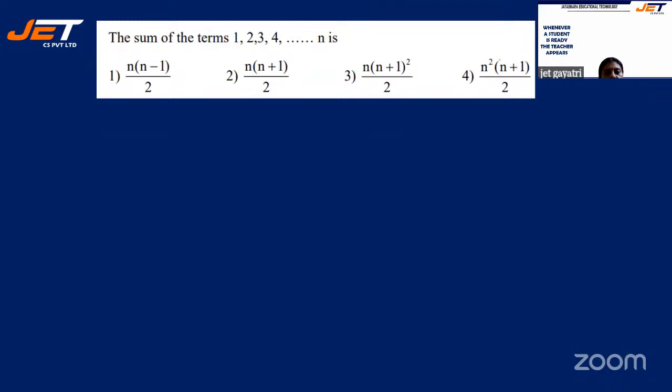The sum of the terms 1, 2, 3, 4 and so on till n is dash. What is it? This is also a very general question, students. So I'm sure you all must be familiar with this. Give me the correct answer. 1, 2, 3, 4 and so on till n. What is the sum of the terms? N into n plus 1 by 2. N into n plus 1 by 2.